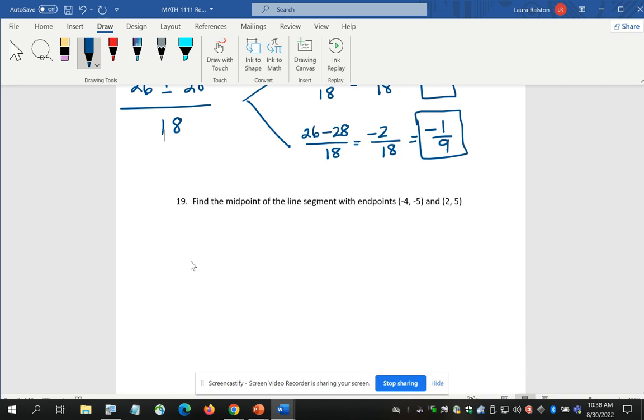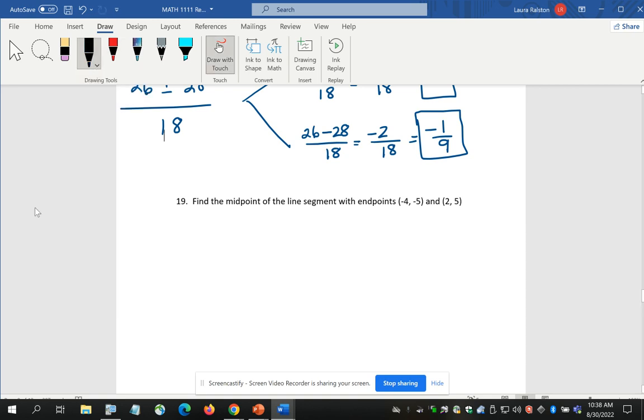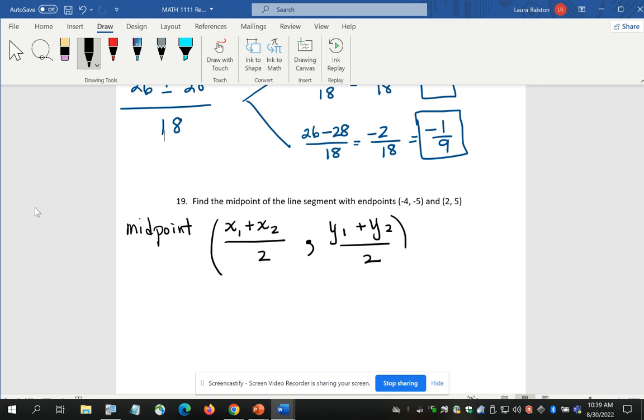All right, number 19. It asks you to find the midpoint of a line segment that has endpoints -4, -5, and 2, 5. Guys, this is a formula to find the midpoint between 2 points. You add the x values, so x1 plus x2, and we divide by 2. Then you do y1 plus y2 and divide by 2. It's a straight flat out substitution problem.